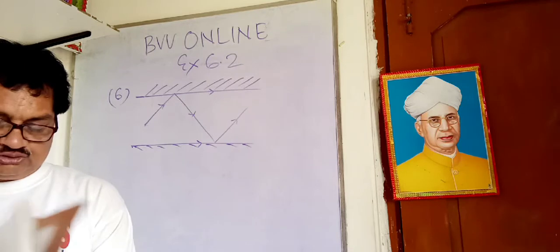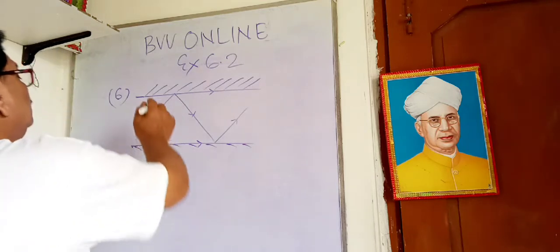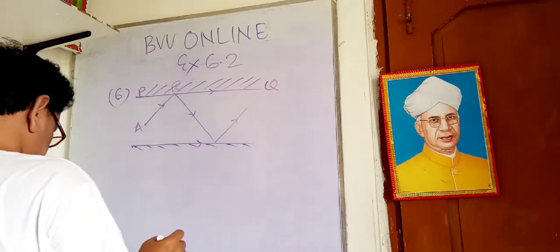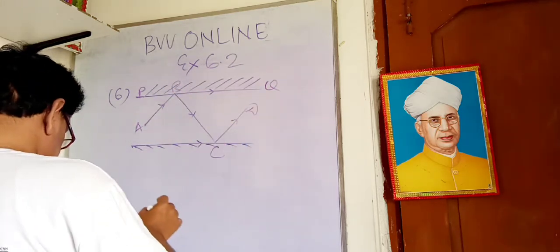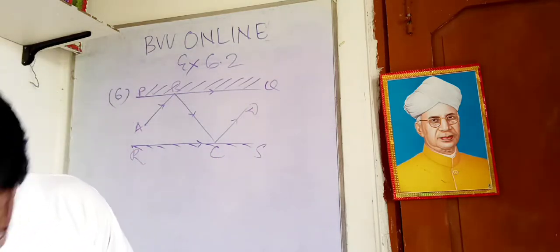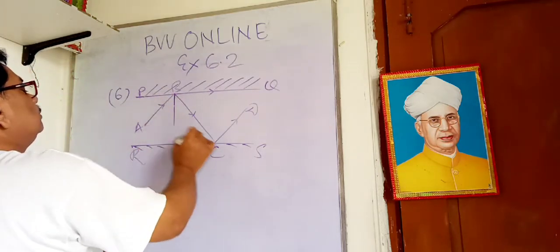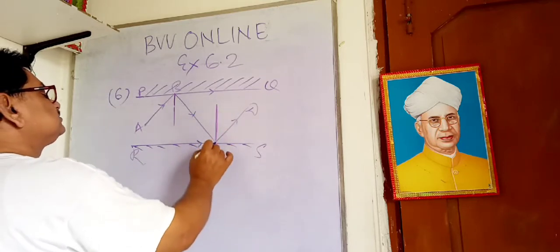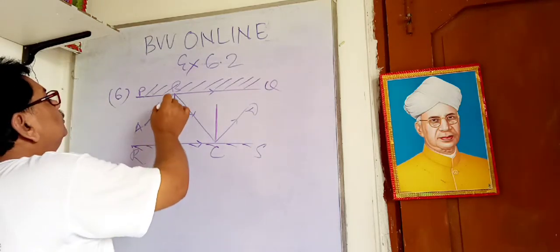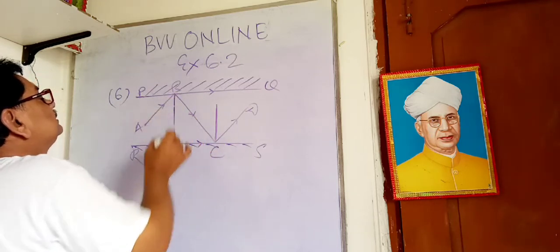So to show it, what should we do? Let's name the first one PQ. This is PQ. This is A, B, C, D, and this one is R, S. To show these rays to be parallel, we will draw two normals. You have studied it in the book of physics. So this is the normal, this is also the normal. Normal means it makes 90 degrees here. Here also it will make 90 degrees.